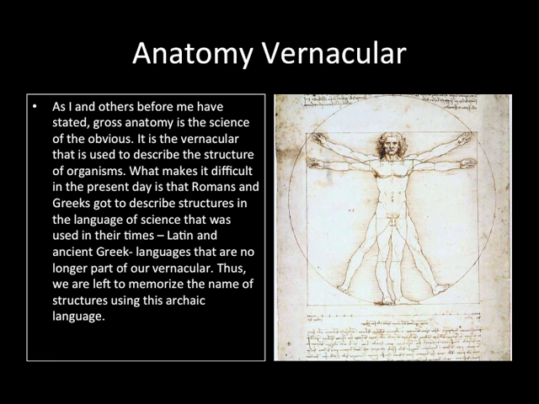As I and others before me have stated, gross anatomy is the science of the obvious. It is the vernacular that is used to describe the structures of organisms. What makes it difficult in the present day is that Romans and Greeks got to describe structures in the language of science that was used in their times, Latin and ancient Greek, languages that are no longer part of our vernacular. Thus, we're left to memorize the names of structures using this archaic language.